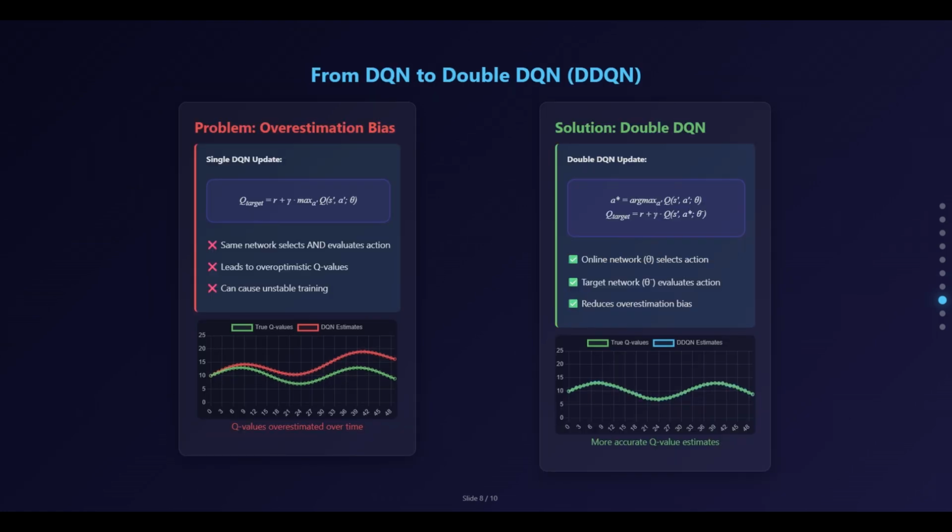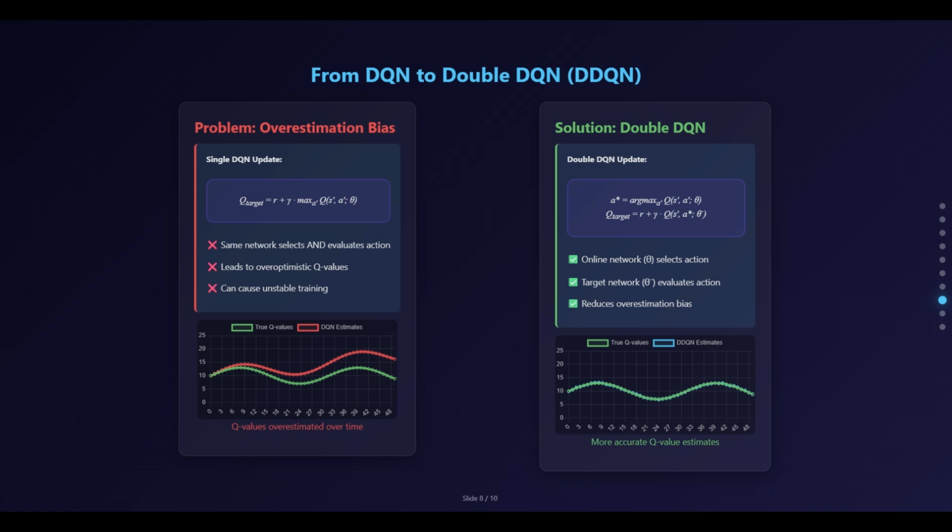Now here's the problem with regular DQN. It's overconfident. It's like a student who grades their own exam. They tend to be optimistic. See the red chart on the left? Those Q values are inflated, unrealistic. This happens because the same network is choosing the best action and evaluating how good it is. That's bias.